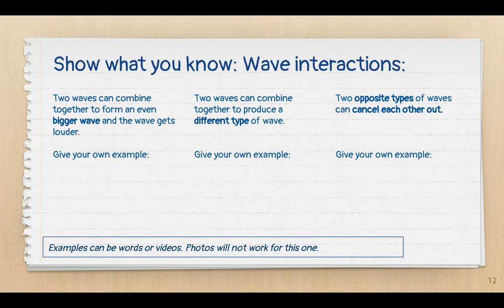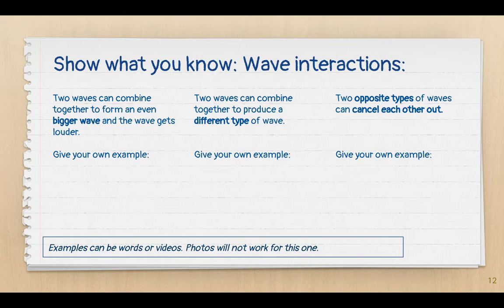Next up, you need to show that you understand how waves interact. I've given you the definitions at the top here of how two waves can combine together to form a bigger wave. An example, this wave gets louder. I would like you to give an example here that is not the music example that I gave you earlier. For here, you are going to give an example of two waves that can combine together that form something different. You can put that here. I gave the example of two light waves.